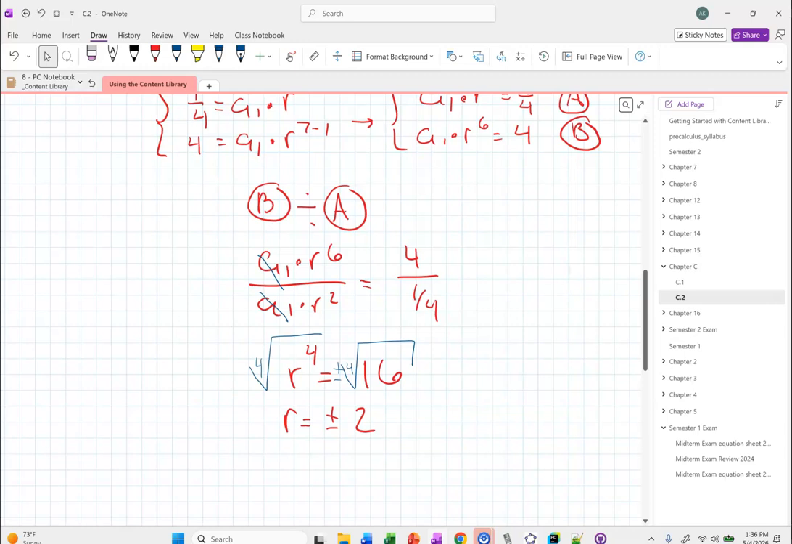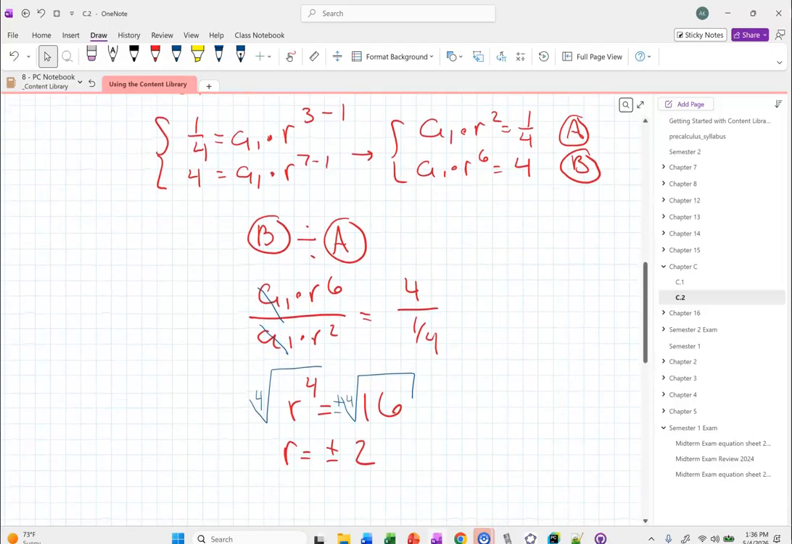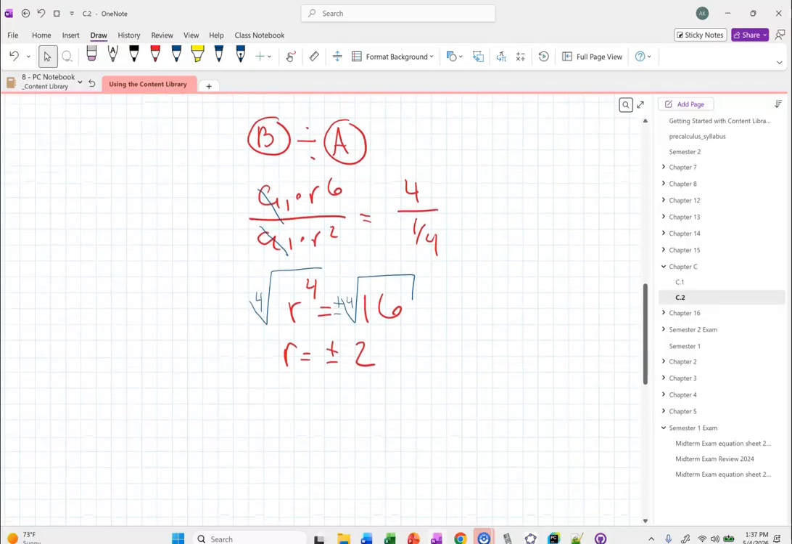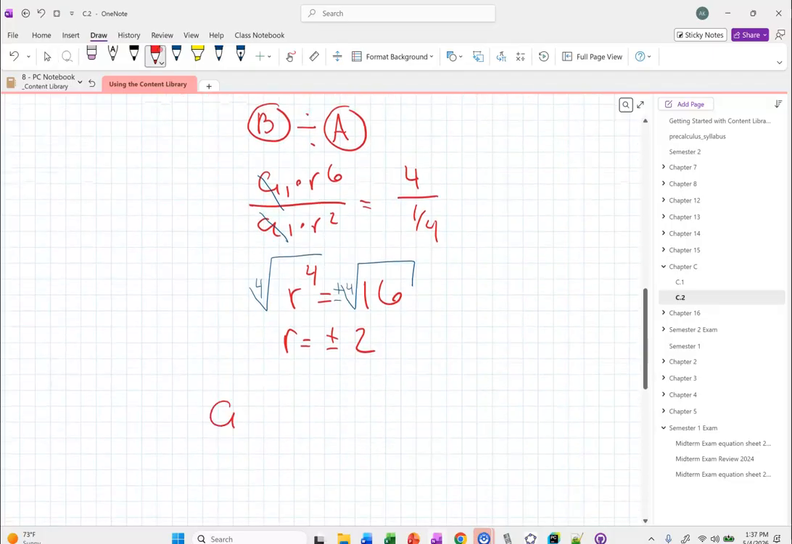Everybody's okay here? So now that I have this, I'm going to solve for a1, right? Because that's my second variable. I need to find that. So to do that, I'm going to substitute my answers back into either equation A or equation B. It doesn't matter which one you choose. I'm going to choose equation A because the exponent in A is smaller than the exponent in B, and it just makes the arithmetic a little bit easier.